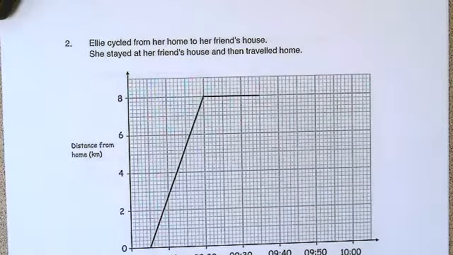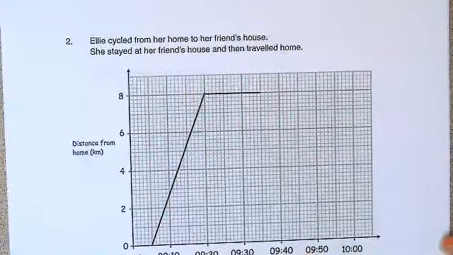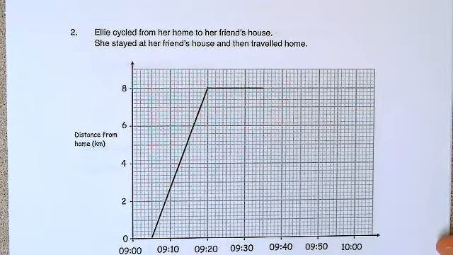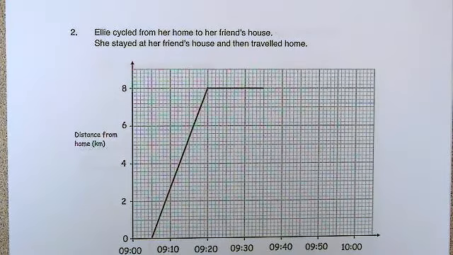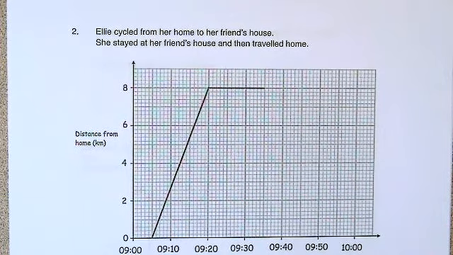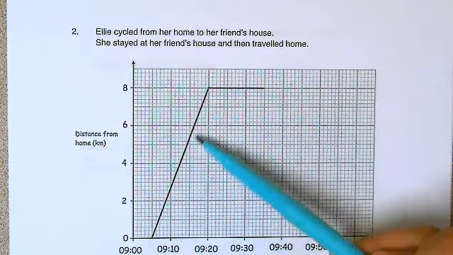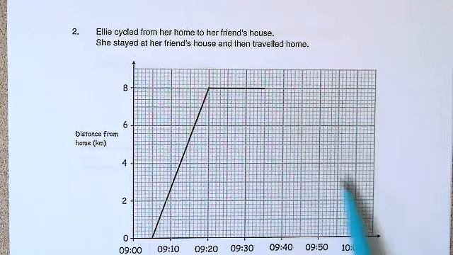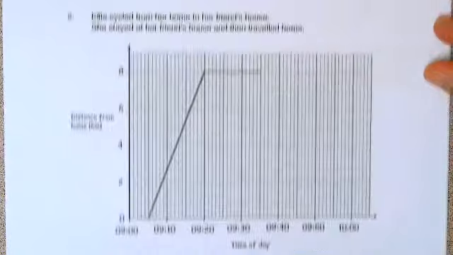Okay, let's look at the next graph. The next graph on your packet today is this one. It says Ellie cycled from her home to her friend's house. She stayed at her friend's house and then traveled home. So let's look at this graph. So here it is, traveling away, then it stops, and then, oh, is it missing something? Let's see what we're gonna do here.